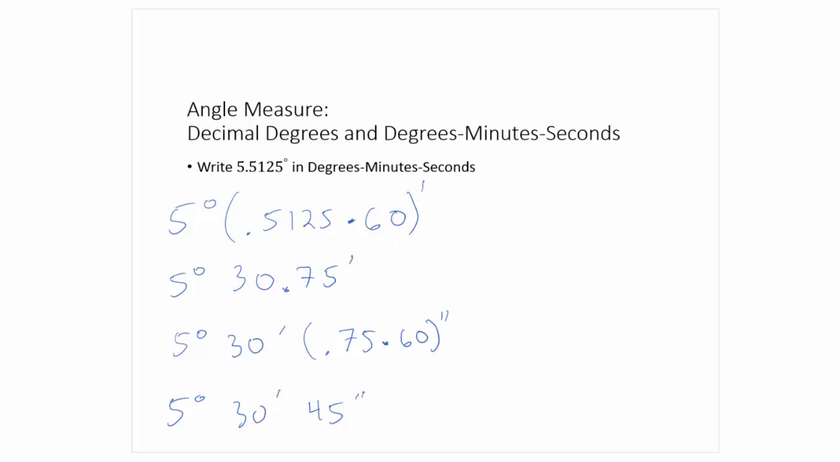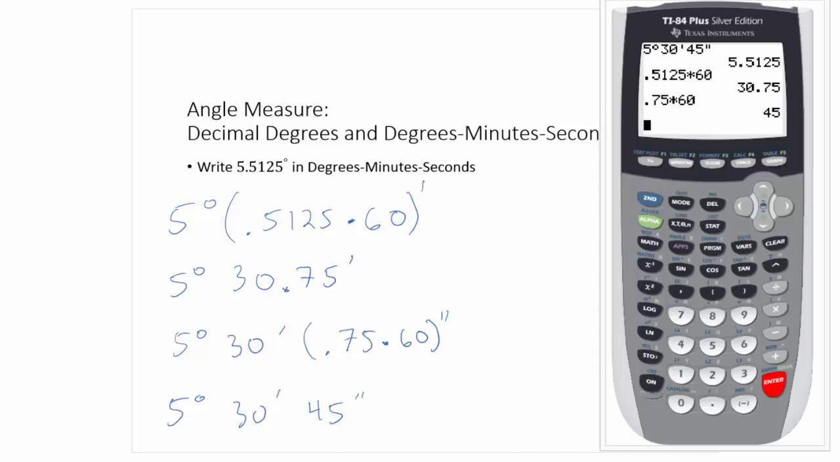Now again, the calculator can do this for us. All right, so I'll start off with the 5.5125 degrees. 5.5125. And what I will do is go back into my angle menu, and go down to the 4th option, and you'll see that convert to DMS, right? That little triangle, DMS, degrees, minutes, seconds. Hit enter. It brings it up on my screen, and I'll hit enter again. 5 degrees, 30 minutes, 45 seconds.